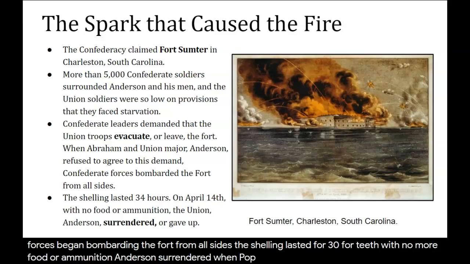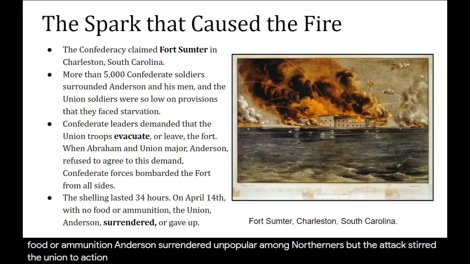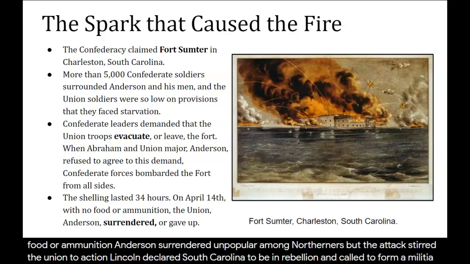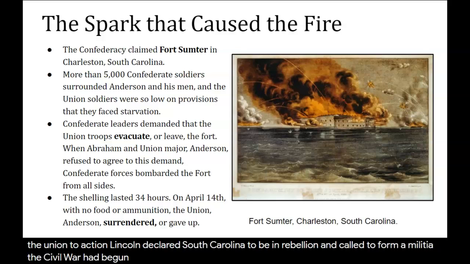War was unpopular among Northerners, but the attack stirred the Union to action. Lincoln declared South Carolina to be in rebellion and called to form a militia. The Civil War had begun. Its purpose then was not to end slavery, but to reunite the nation.